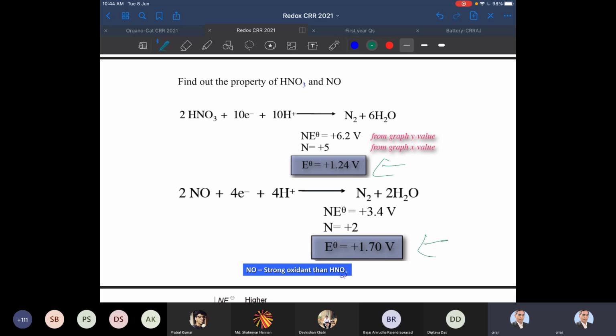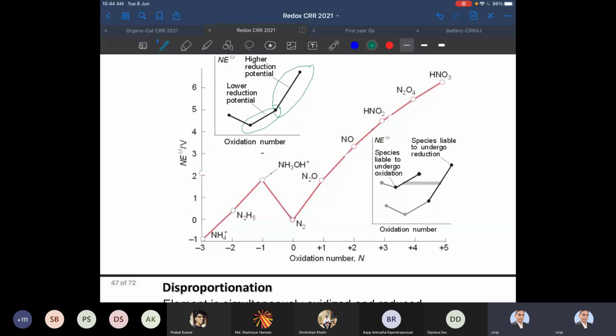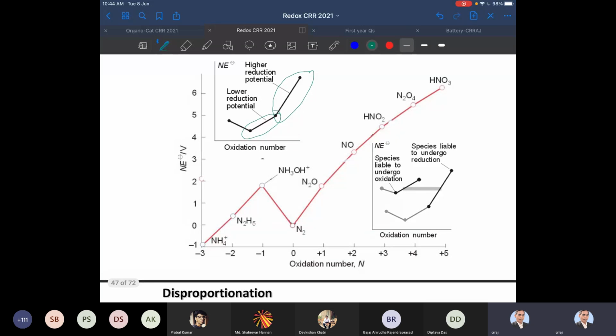There is no ambiguity. There is no problem. There is no error here, right? Okay. Now look at here, right? The higher reduction potential and lower reduction potential, and already I have explained. The species liable to undergo reduction is the oxidizing agent. Again, the same thing I am repeating again and again, right?